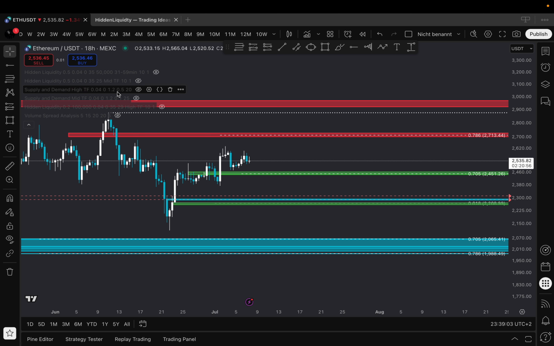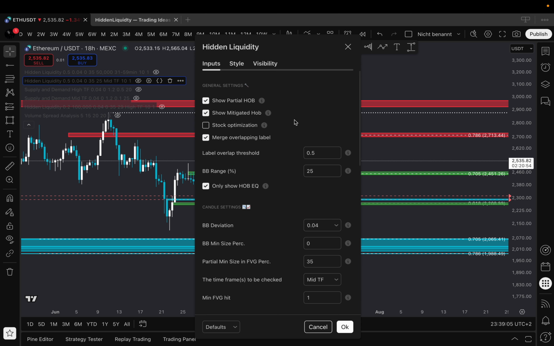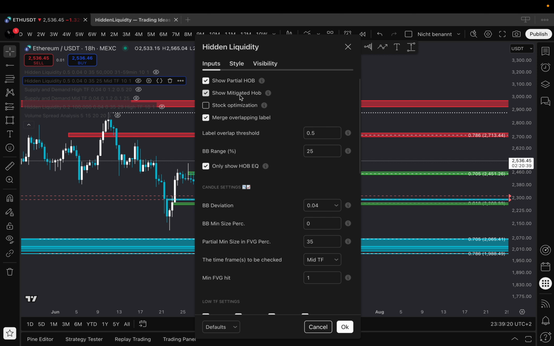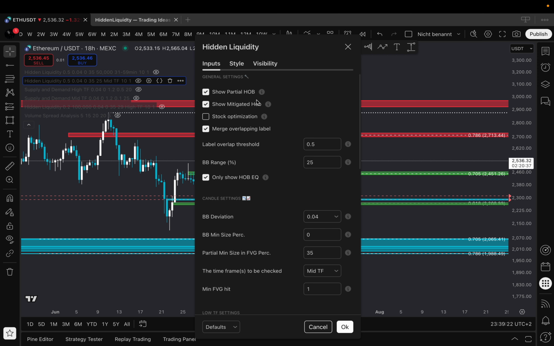Before we do that, I just want to go quickly over the settings. As you can see, you can decide whether you want the tool to show partial hops. For us, partial hops are hops that fit partially through an FVG. Then we have partially mitigated hops. These are hops that are mitigated by less than 50%, so the EQ is still fine, so it's not taken yet.